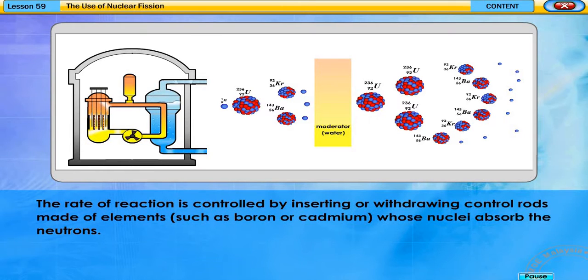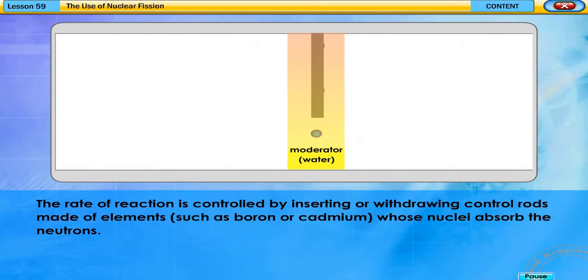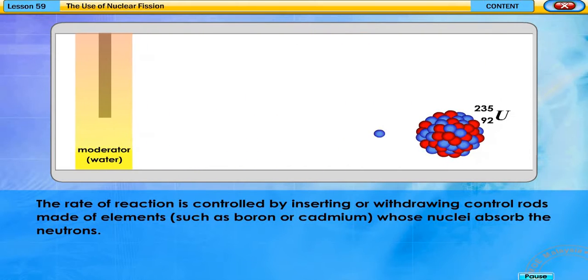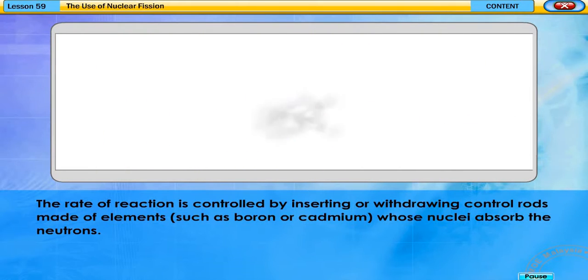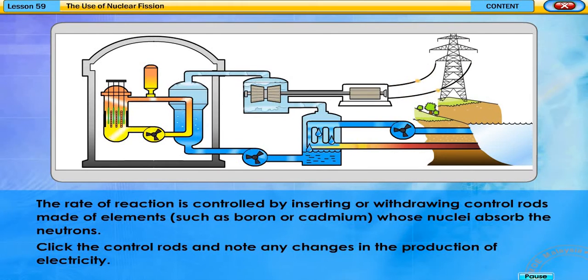The rate of reaction is controlled by inserting or withdrawing control rods made of elements such as boron or cadmium, whose nuclei absorb the neutrons. Click the control rods and note any changes in the production of electricity.